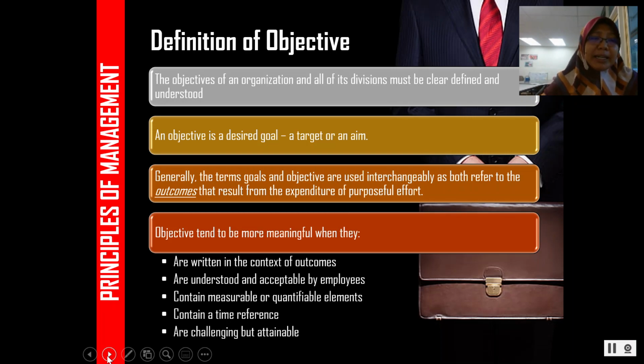The first one is the definition of objective. The objective of an organization and all of its divisions must be clearly defined and understood. Okay, so an objective is actually a desired goal or a target or an aim. Okay, so I'm going to change the perspective for you as a student.